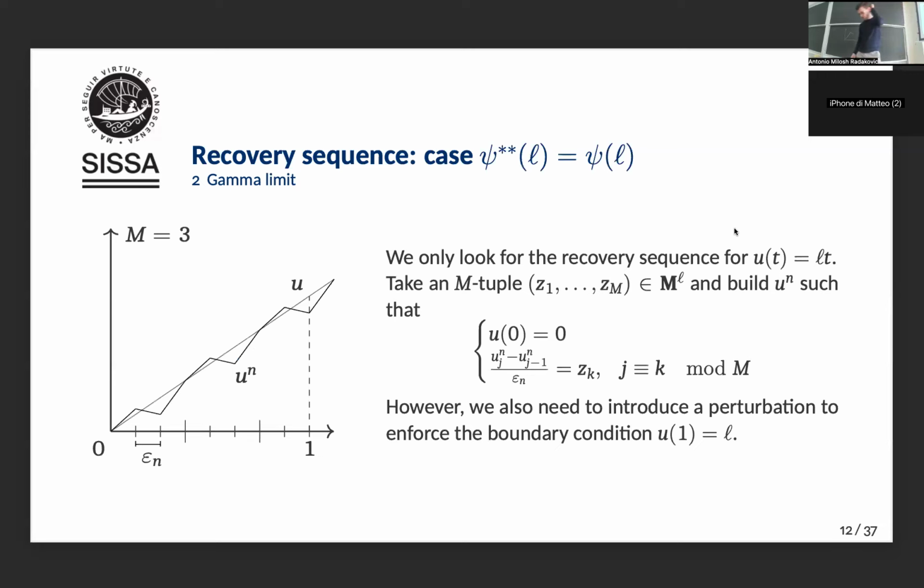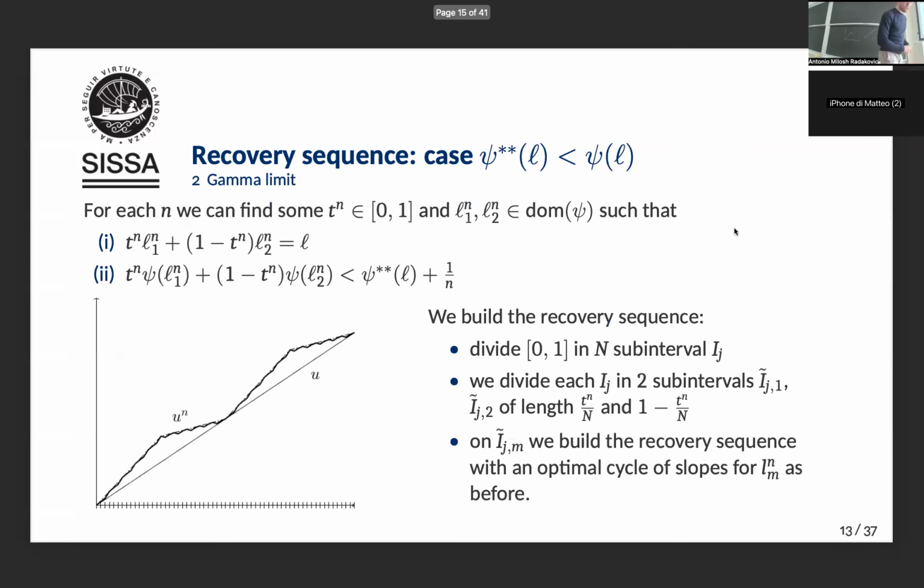Okay, so let's see how we can build a recovery sequence for the minimizer, so the function ut equal ℓt. As I was saying, in the simple case, we just take the optimal oscillations, nothing really special. We only need to enforce the boundary condition, but this is not a problem. What's really interesting is the other case.